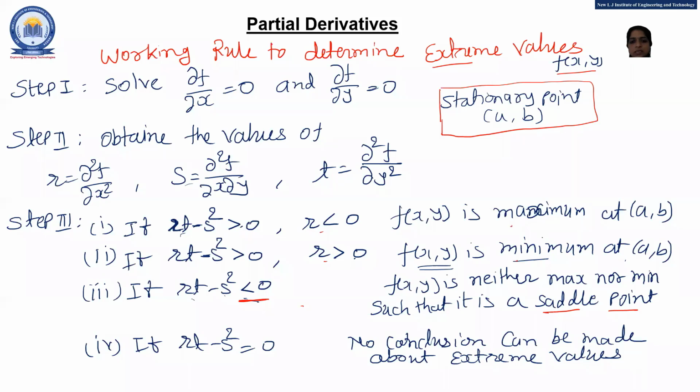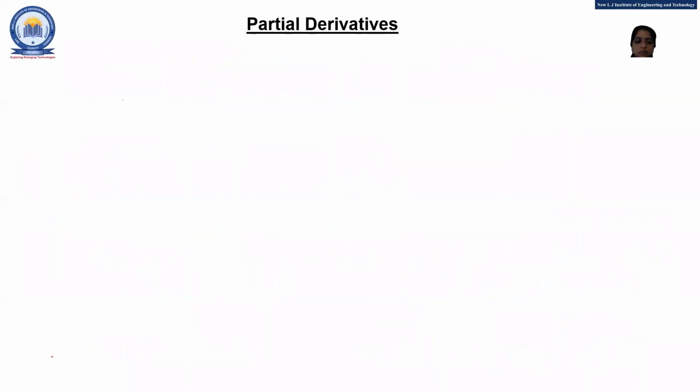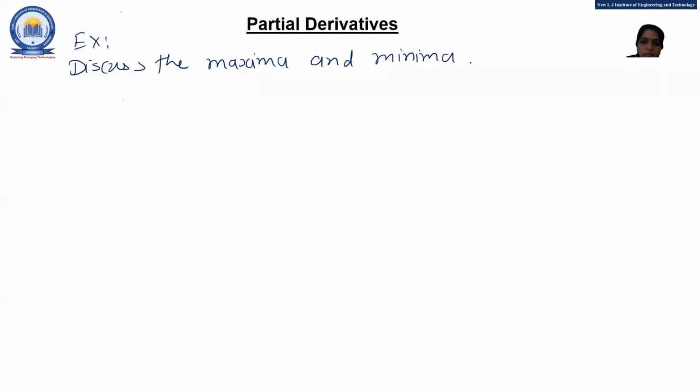Okay, so let's start the example for better understanding. Our first question is: discuss the maxima and minima of the function f of x, y is equal to x square plus y square plus 6x plus 12.